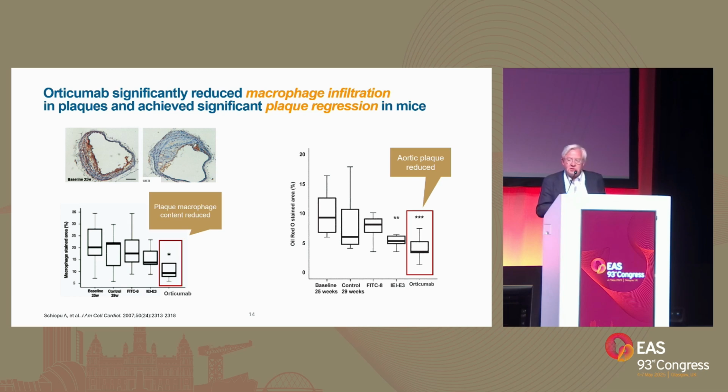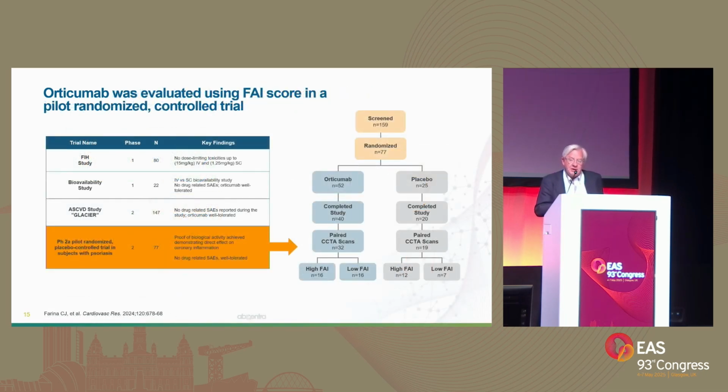So it's always good to have an effect in mice, but does it work in humans? So it's been in 4 studies now. The first 2 are just safety studies. Glacier, as some of you may have heard of, was a trial with oticumab in stable cardiovascular disease patients. It proved safety, but no efficacy, and there's been a lot of discussion why there was no efficacy, and the most likely explanation is that there was too little inflammation to treat.